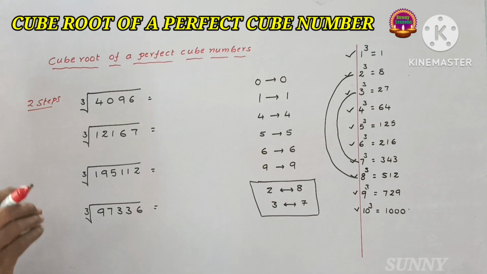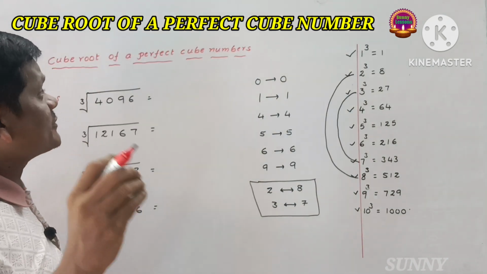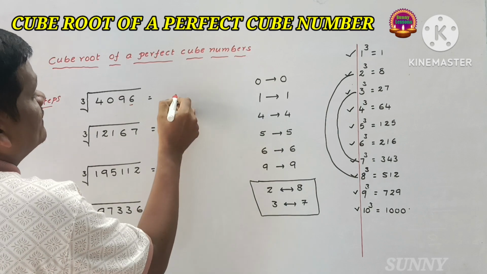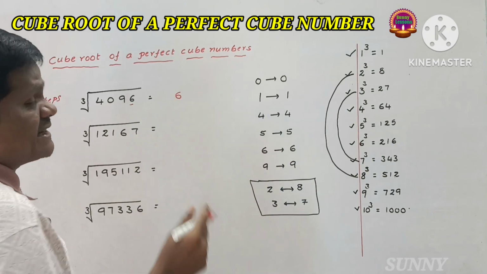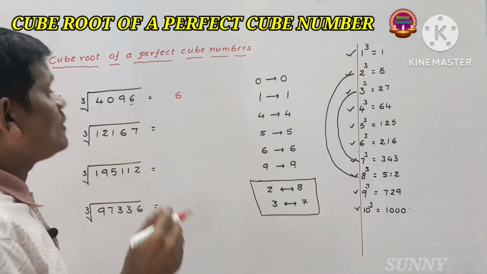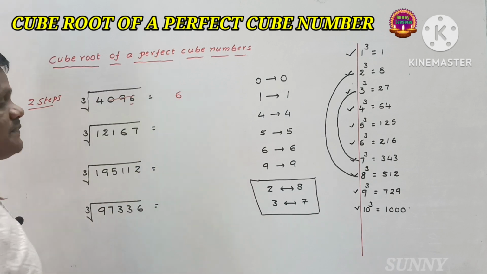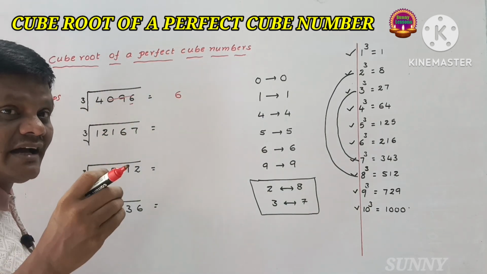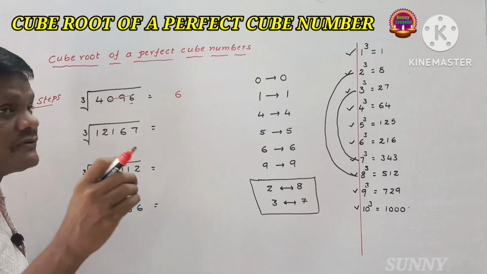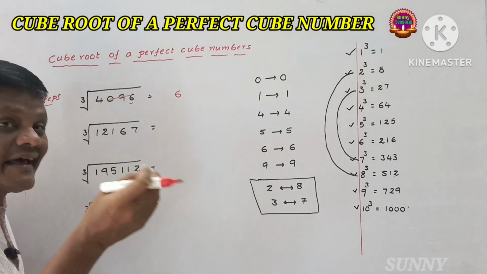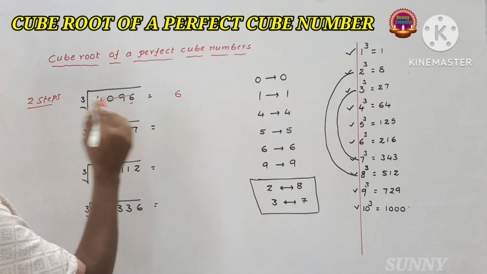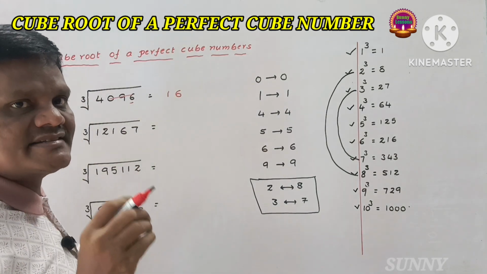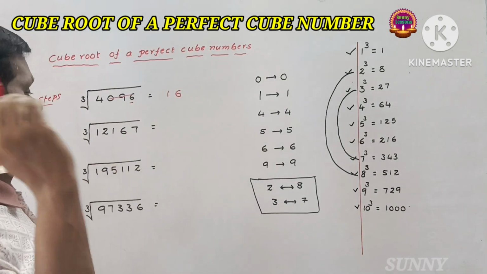First we have to check when the perfect cube number ends with 6. Yes, it is 6. The second step is we have to strike out the last 3 digits. The remaining number is 4. Here we have to check the closest perfect cube number of 4 and less than 4. That is 1 cube. So cube root of 4096 is equal to 16.